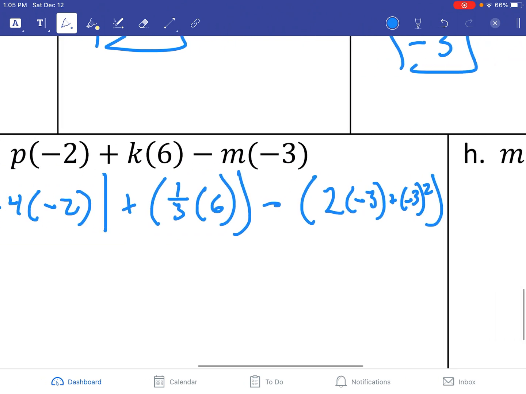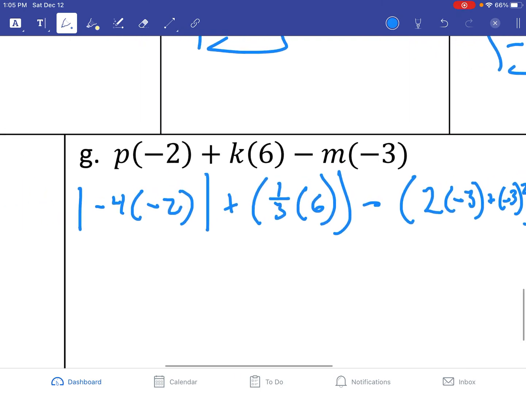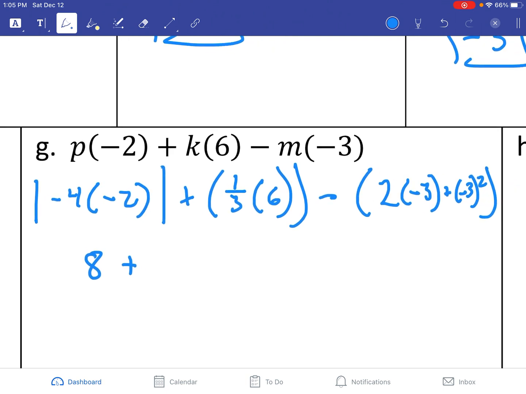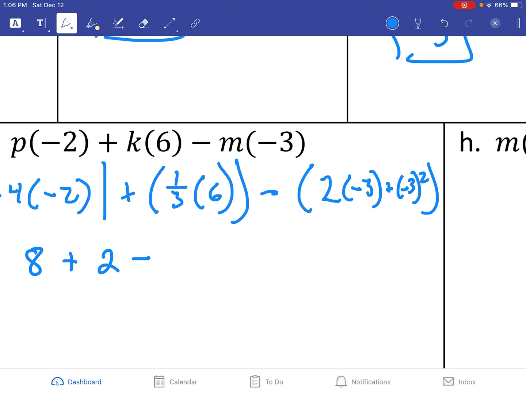There we go. Perfect. All right, so there's a lot of stuff going on here. Notice I put each one of these functions in parentheses when I did the plus or the minus. So let's see what each one is going to give you individually, and then we can combine them. So negative 4 times negative 2 is positive 8, and the absolute value of positive 8 is still positive 8. Plus 1/3 times 6 is going to be 2, minus negative 3 squared is 9, and then 2 times negative 3 is negative 6. So negative 6 plus 9 is positive 3. Okay, so you're going to have 10 minus 3 is 7. And that's it.